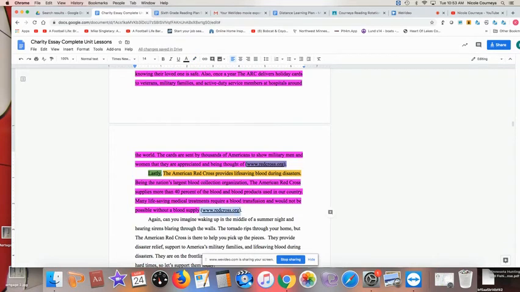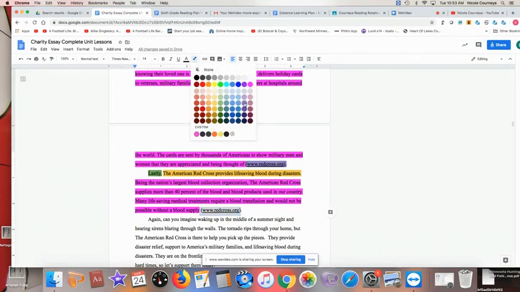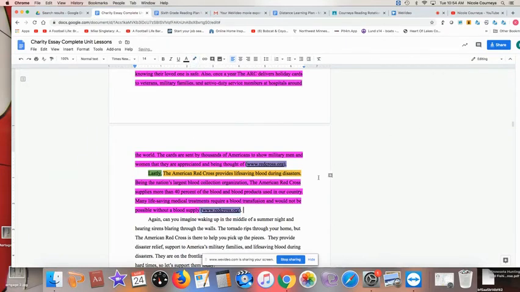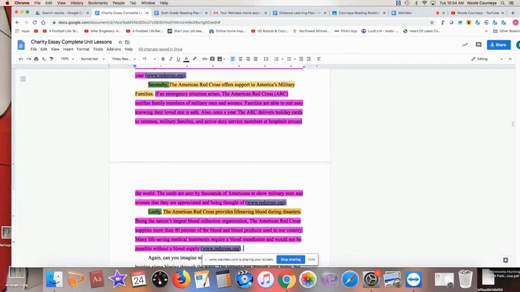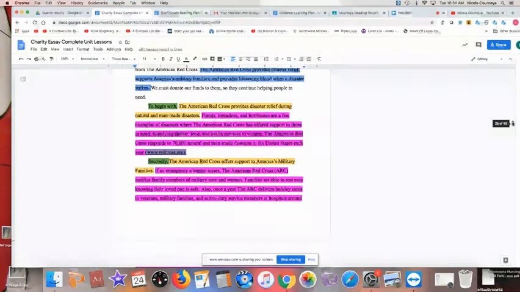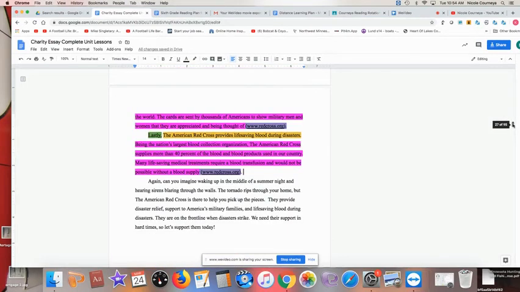Okay, now I didn't mention this, but maybe you highlighted that in purple to show where you got your information from. And I want to show you one thing really fast. For my topic sentences, I see that the first one was disaster relief, the second one was offering support to military families, and the third one was providing life-saving blood. In my thesis statement, they should be in that exact same order. Disaster relief was first, supporting America's families were second, and providing life-saving blood was third. So it is done correctly.